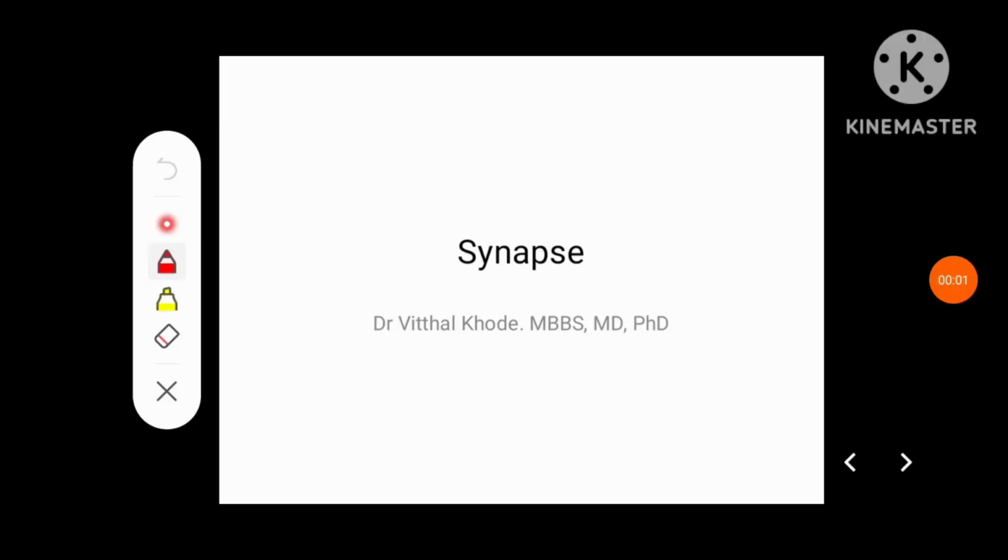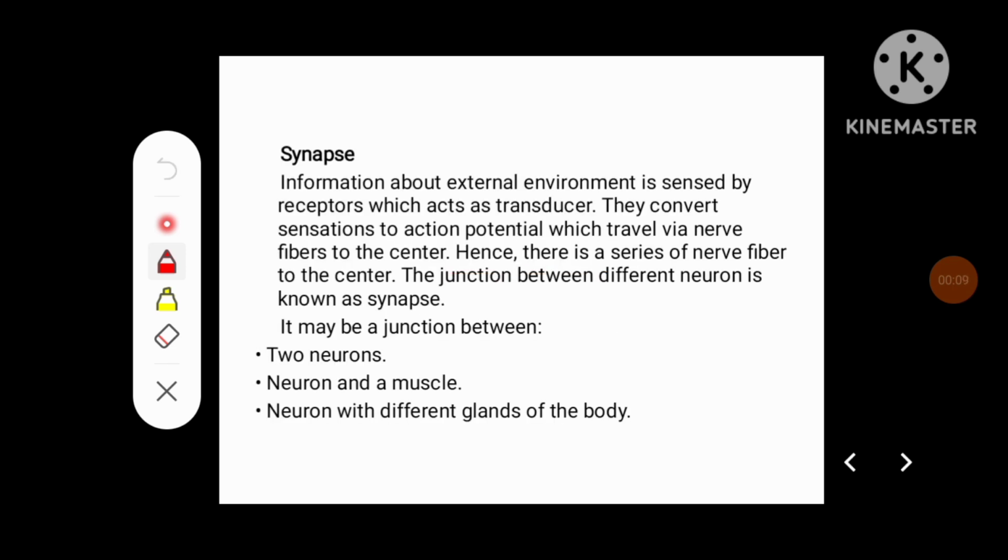Hello everyone, in this class we'll try to learn about synapse and what are the different properties of synapse. Synapse. Information about external environment is sensed by receptors which act as transducers. They convert sensation to action potential which travels via nerve fibers to the center. Hence, there is a series of nerve fibers to the center.